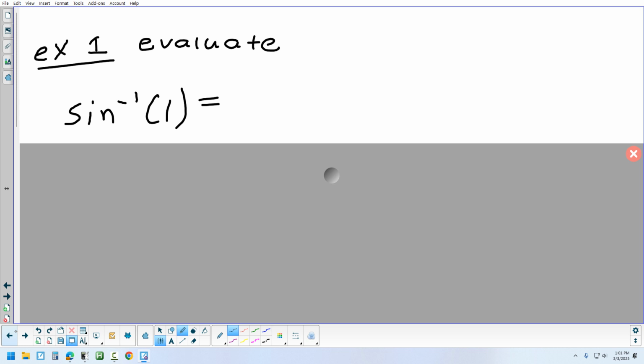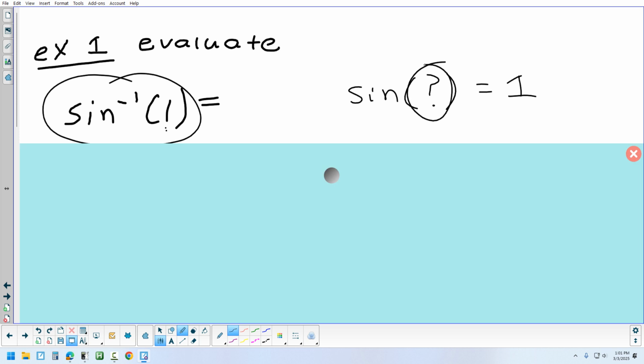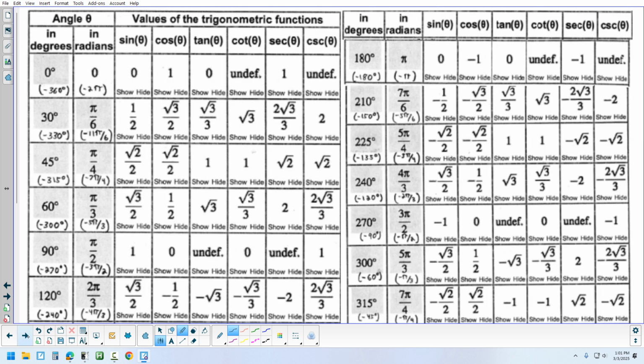So, what did I say when you use inverse trig? What are you trying to figure out? Degrees or radians, which is an angle. You're trying to figure out an angle. So another way to think of this question is like this. The sine of what angle would come out to 1? That's what you have to figure out. The sine of what angle comes out to 1? So, to do that, look at your chart.